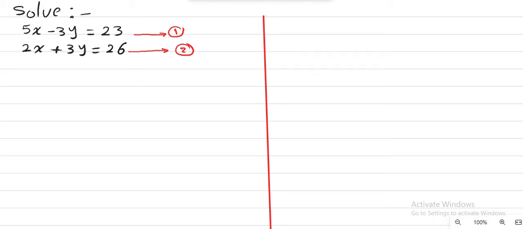Question 1. Equation 1: 5x minus 3y equals 23. Equation 2: 2x plus 3y equals 26. Here we'll solve the two equations simultaneously using the elimination method.